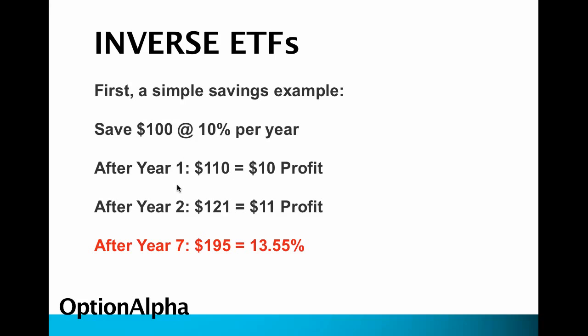Let's say we kept that money in the bank, and so after 2 years, we have $121. So not another $10, but an actual $11 profit. That's because we made an extra 10% on our $10 profit, which is an extra dollar, which is why we have $11. After year 7, you can see we'd have about $195, which actually turns out to be about a 13.55% return. So again, not exactly the 10% return that we had initially thought. That would be simple interest, but we're dealing with compound interest.